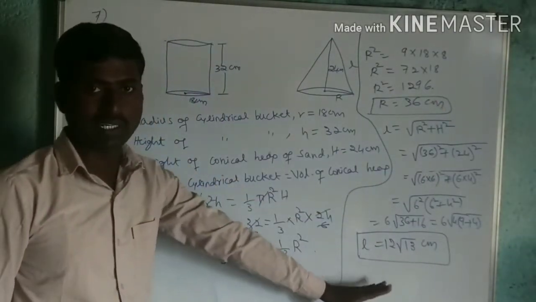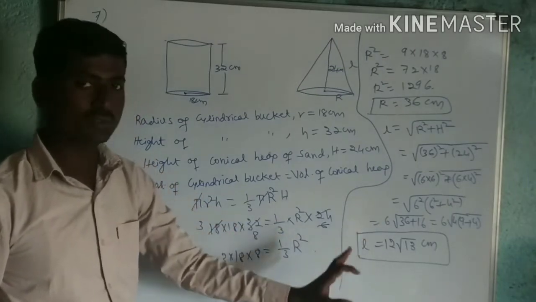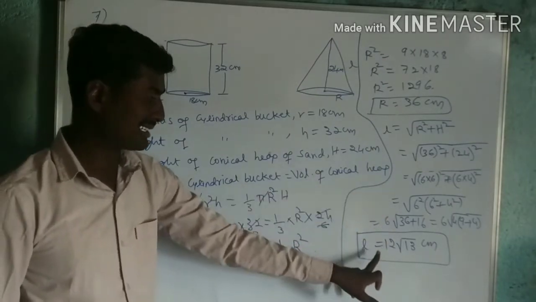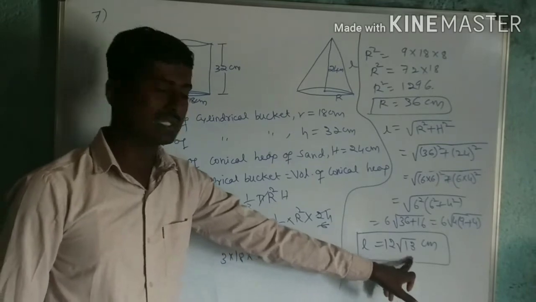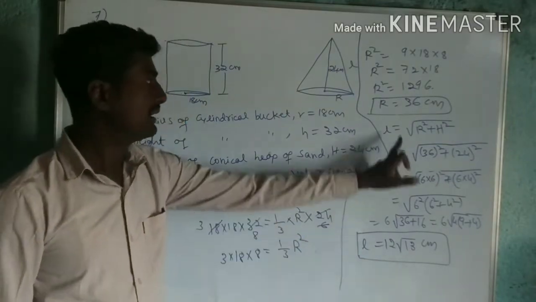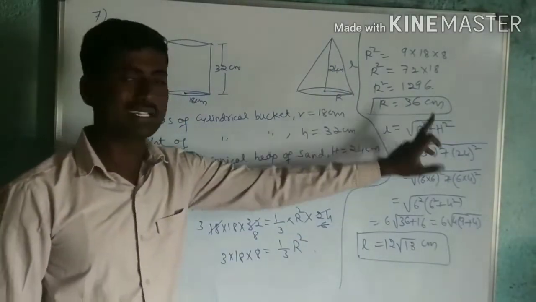Now you write the conclusion at the end. You must write what you should write. So the slant height of conical heap is 12 root 13 centimeter and radius of conical heap is 36 centimeter.